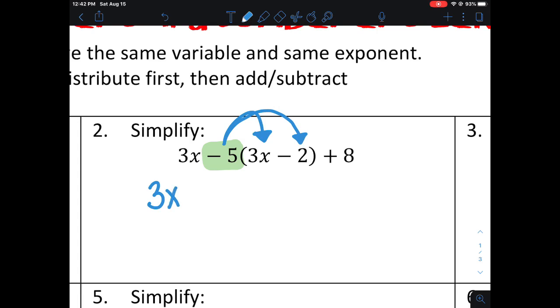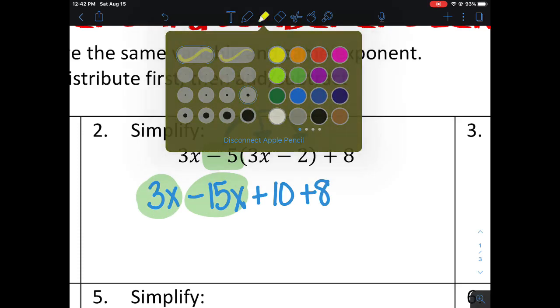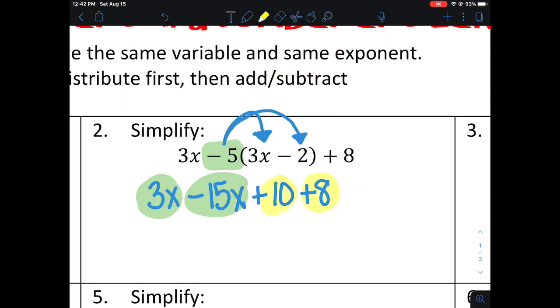3x minus, because that's my sign, negative 5 times 3x is negative 15x. So minus 15x. And then we've got negative 5 times negative 2. So we got plus 10. Negative times negative is a positive. And then plus 8. So if you need to, highlight like terms. There we go. And then we can combine them. If you don't want to highlight, you don't have to. I'm just helping you out.